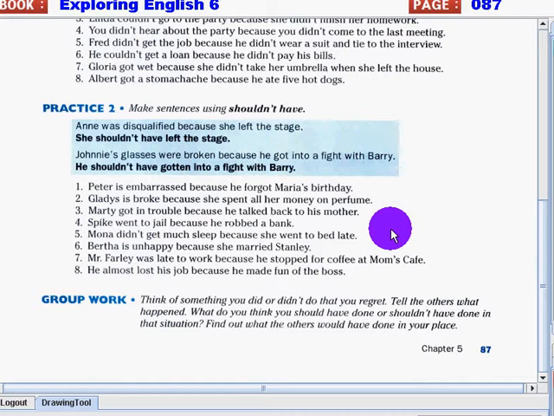Mona didn't get much sleep because she went to bed late. She shouldn't have gone to bed late. Bertha is unhappy because she married Stanley. She shouldn't have married Stanley. Mr. Farley was late to work because he stopped for coffee at Mom's Cafe. He shouldn't have stopped for coffee at Mom's Cafe. He almost lost his job because he made fun of the boss. He shouldn't have made fun of the boss.